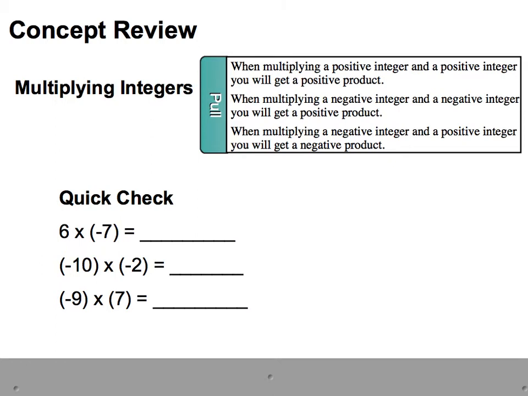So here we have some quick checks. 6 times 7 is 42. A positive, because when there is no sign, you assume it's positive, times a negative is a negative product, according to this law. 10 times 2 is 20. A negative times a negative is a positive. Now, if you don't want to put the positive sign, you don't have to. 9 times 7 is 63, and then a negative times a positive is a negative.